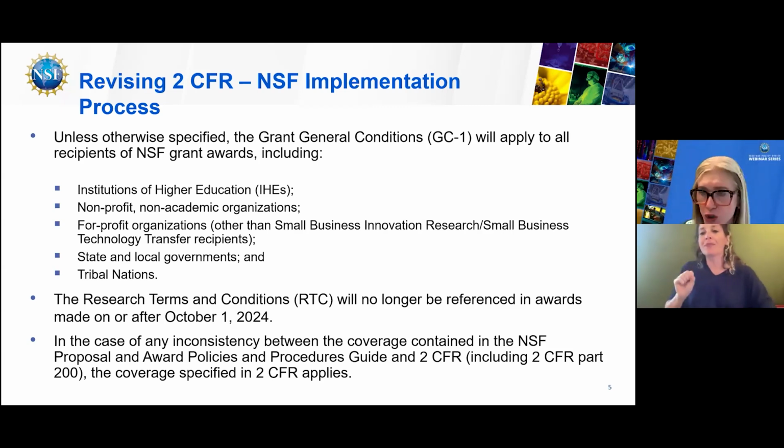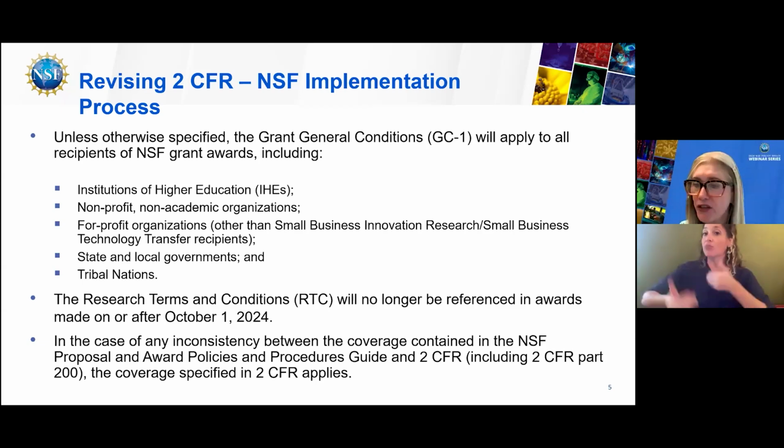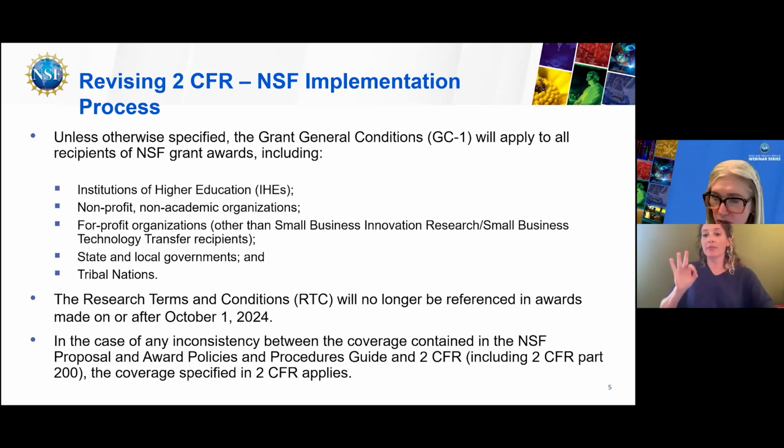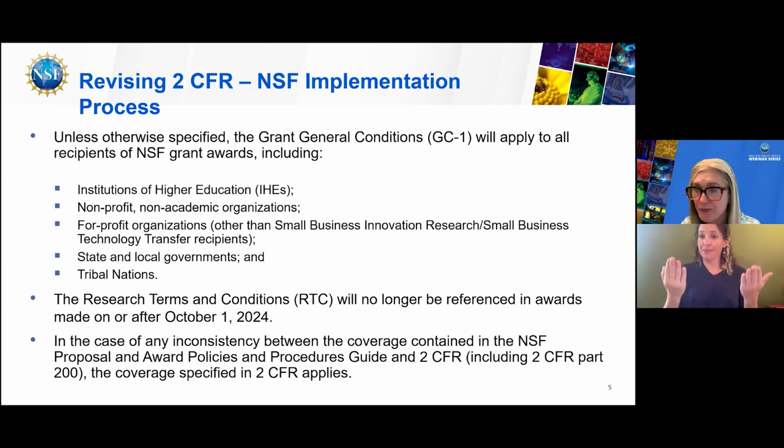NSF has traditionally implemented 2 CFR in 2 ways. The first way is in our Proposal and Award Policies and Procedures Guide, and NSF is the only federal agency that has received approval from OMB to implement our 2 CFR requirements via a policy document rather than a regulation. So we use the PAP Guide. In addition, we used the terms and conditions. So those 2 documents or sets of documents are how we implement 2 CFR.